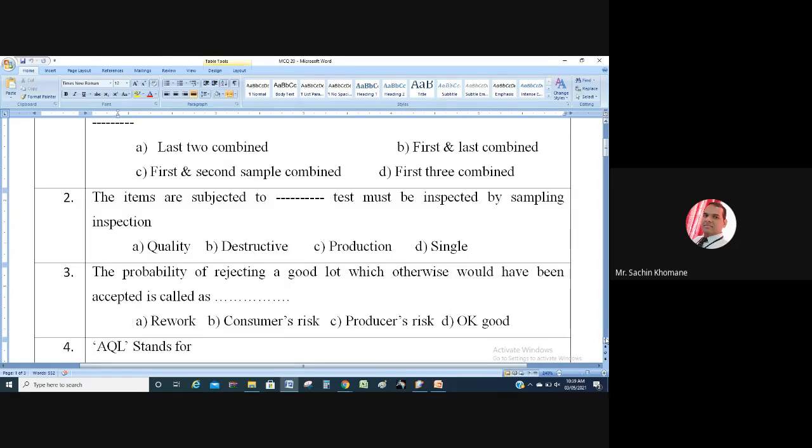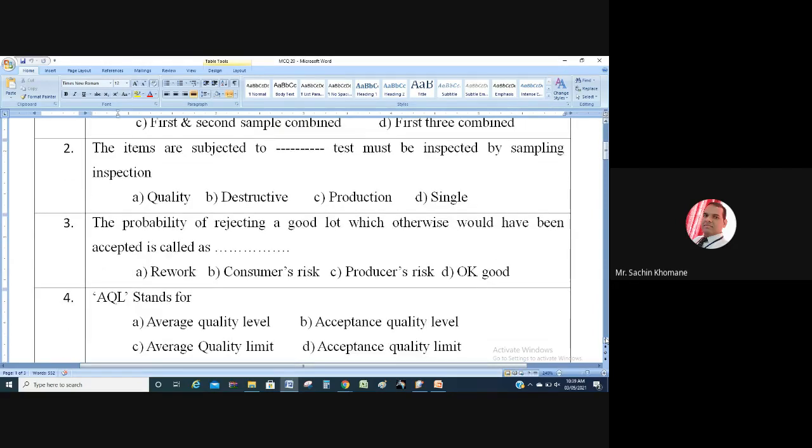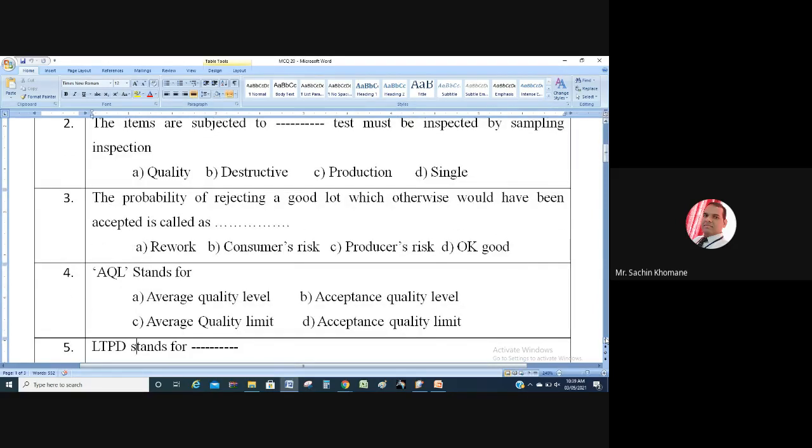So I hope you are understanding what I am telling you. What is the AQL? In this QC chart, QC graph, we have seen AQL. Any guess? A few minutes back I told the long form of AQL. Average quality level, acceptance quality level, average quality limit, acceptance quality limit. Does everything look the same? So the long form of AQL is acceptance quality limit.